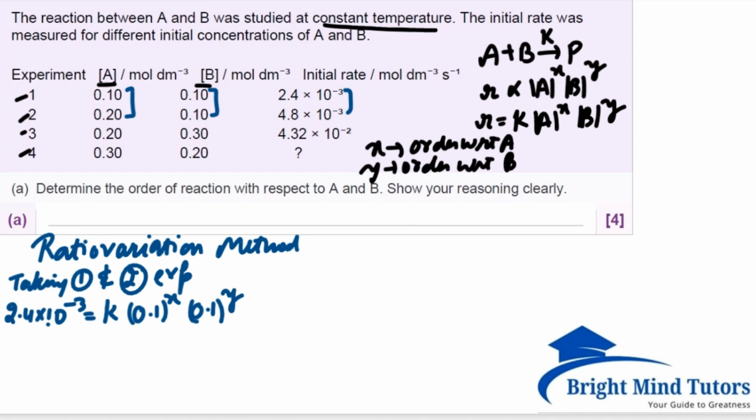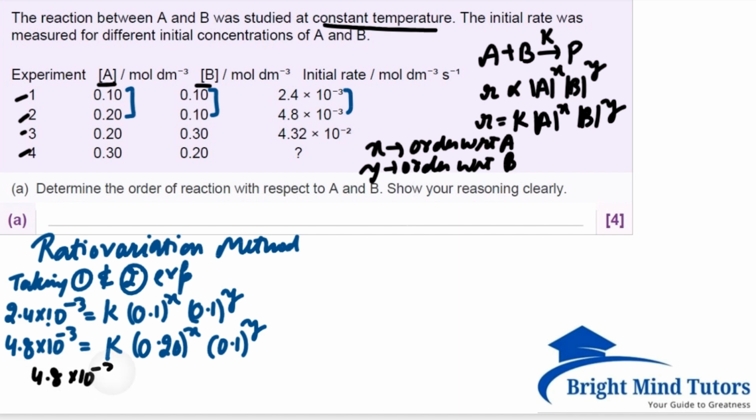Similarly, from the second experiment, the rate value is 4.8 into 10 to the power of minus 3. This is equal to the rate constant K. Now A's concentration is 0.20 raised to the power of X, and B's concentration is again 0.1 raised to the power of Y. Take the ratio of both of these, that means divide both of these. We get 4.8 into 10 to the power of minus 3 upon 2.4 into 10 to the power of minus 3.